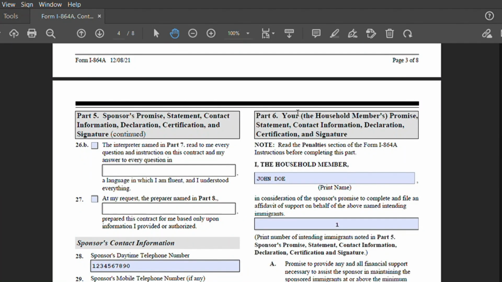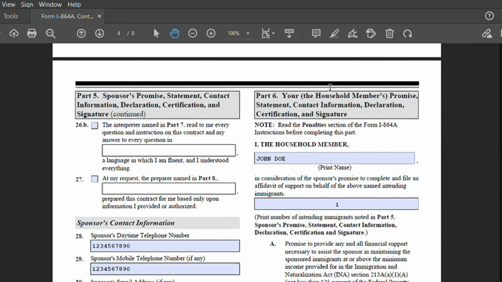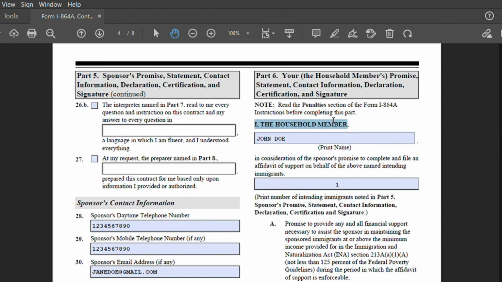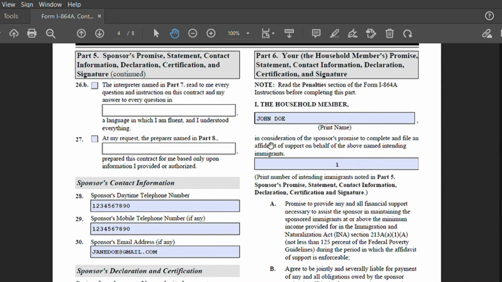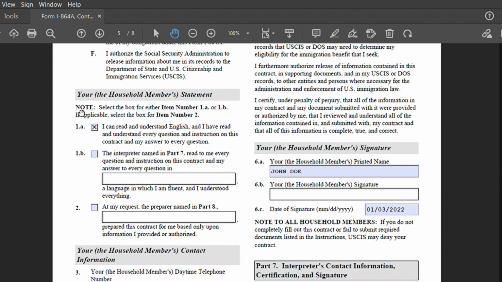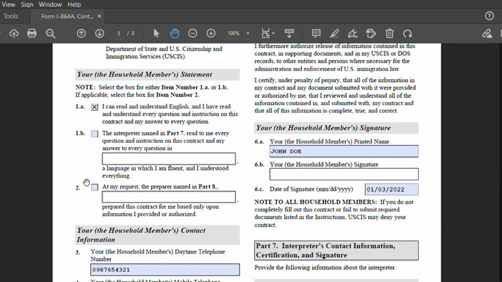And now moving on to part 6, here is the household member's promise and signature. So now John Doe, Jane Doe's husband, will have to sign. Again, very similar. I, the household member, type or print your name. Here you're going to type the number of intending immigrants that you are sponsoring. And then at the end, you're going to have to select whether you, again, can read and understand English or if you used an interpreter. And then if you used a preparer, you can select this right here.